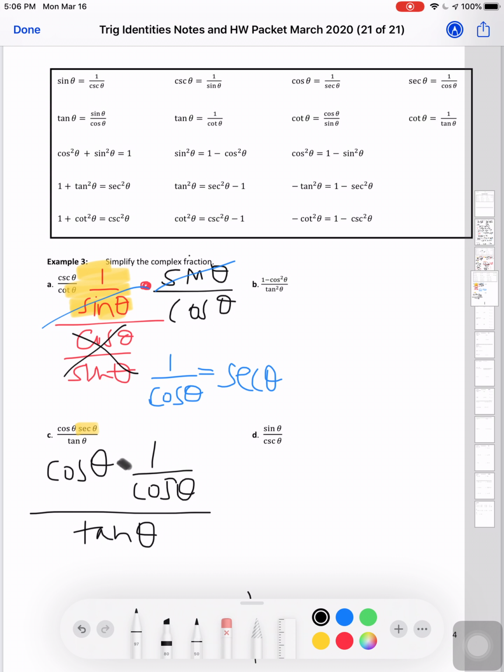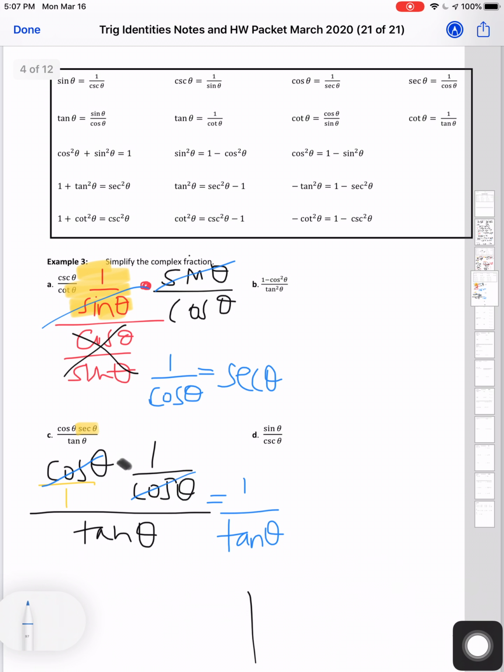And just like before, I can put this over a 1 and multiply straight across. Those two cosines are going to cancel each other out, and that leaves us with a 1 on the top and a tangent on the bottom. 1 over tangent from our identities above is right here. 1 over tangent is equal to cotangent of theta. So it's just a little process of trying to figure out what makes it simple.